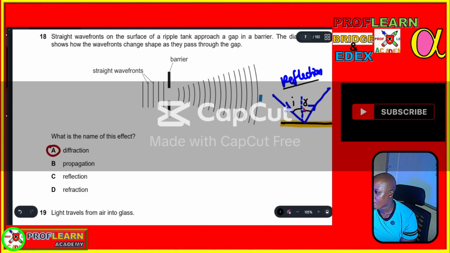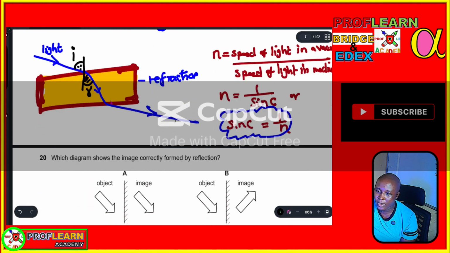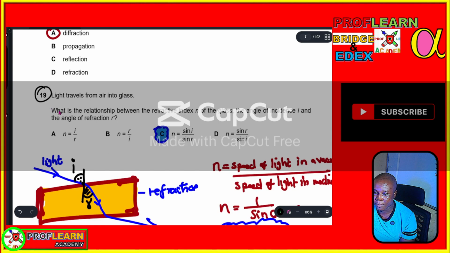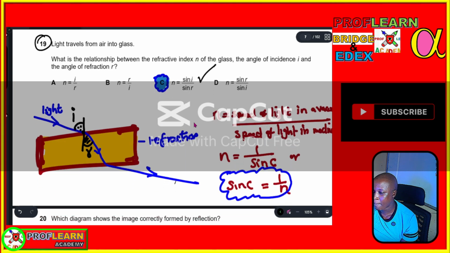And down here we have refraction, the bending of a wave as it moves from one boundary to another, and we are going to look at that in question number 19. What is the relationship between refractive index, n, of a glass, angle of incidence, and angle of refraction? That is going to be sine i over sine r, the correct answer.